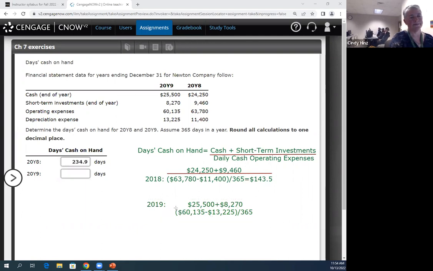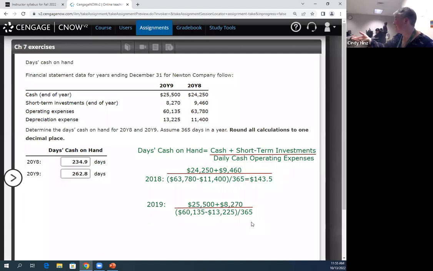Anyone get a number for that one? 262.8. So assuming that that's the correct number, and I didn't do the calculation, I was busy writing it on the screen. So are they more liquid or less liquid in 2019? More. They have more days cash on hand. Is that too many days? Maybe. That's like 9 months worth of operating expenses on hand.